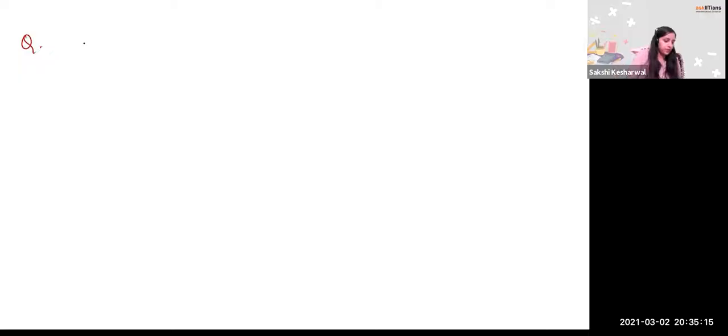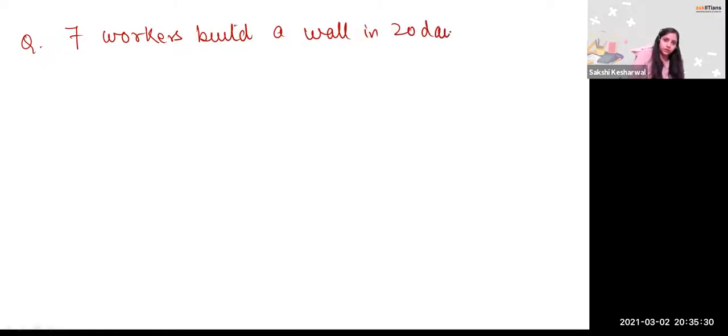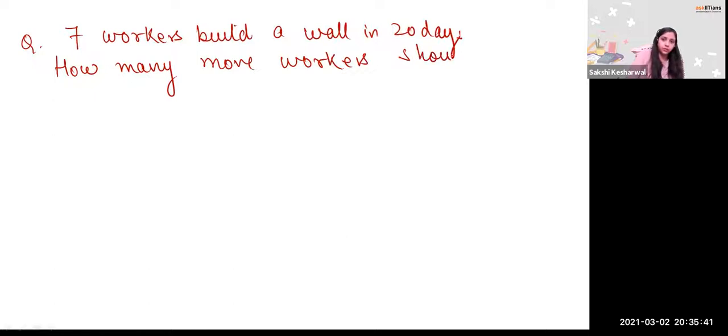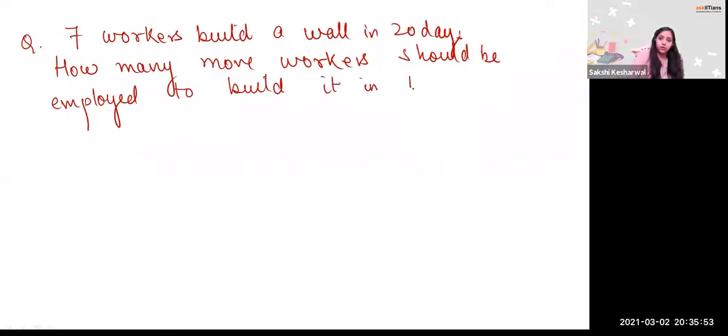See, it says that 7 workers build a wall in 20 days, right? How many more workers should be employed to build it in 14 days, right?